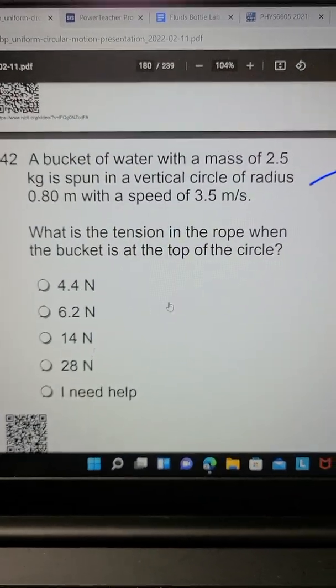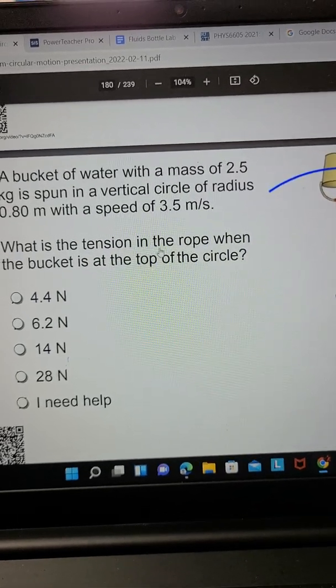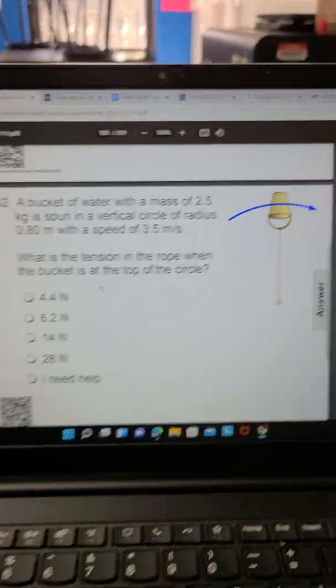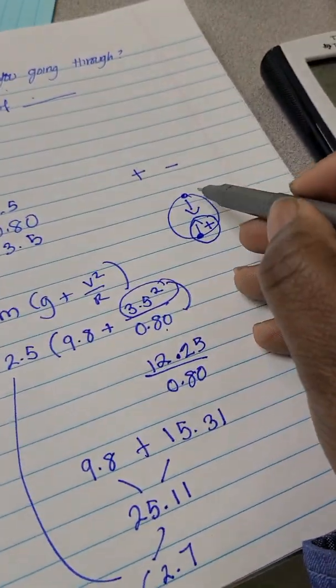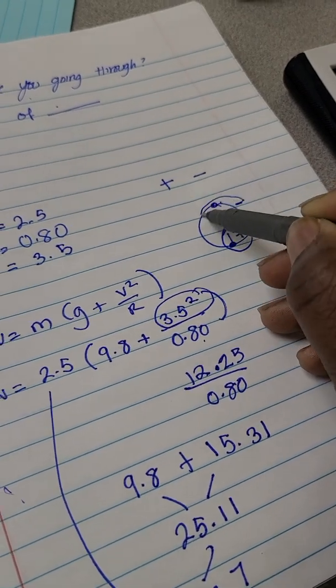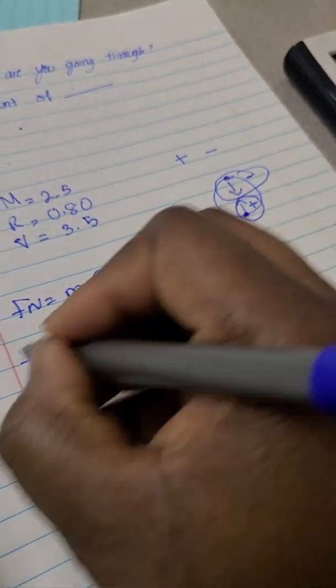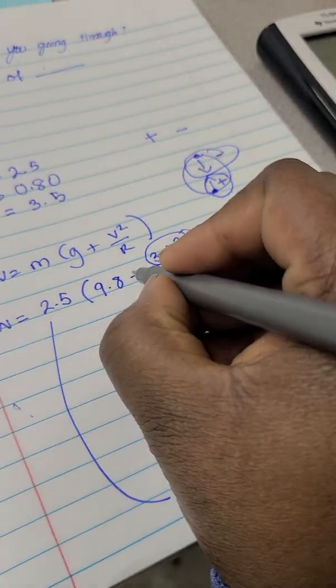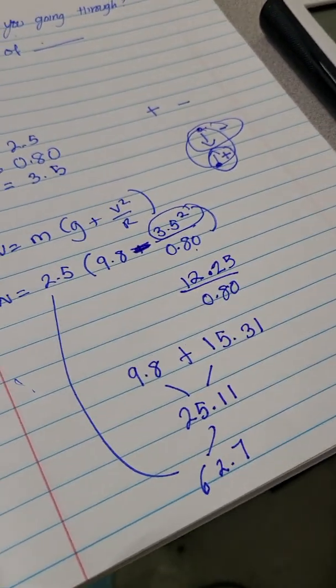In this problem here, it's similar to the one we just did. The only difference is now the bucket is on top. And being that the bucket is on top, we now understand that if the object is located on the top of the circular path, we're now working with the negative symbol. So all this will still remain the same except for the symbol in the middle, which will now go from positive to negative.